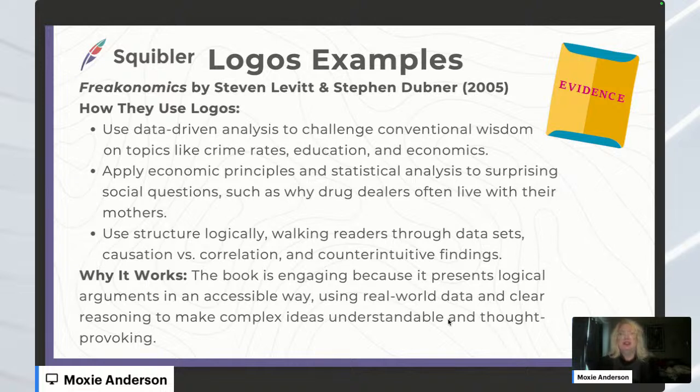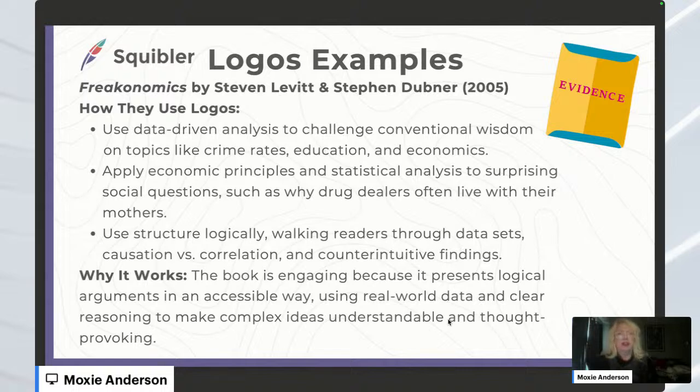Another example is Freakonomics. This is a very popular book on economics by Stephen Levitt and Stephen Dubner from 2005. They use data-driven examples to challenge conventional wisdom on topics like crime rates, education, and economics. They also apply economic principles and statistical analysis to surprising social questions, such as why drug dealers often live with their mothers. They also use structure logically, walking readers through data sets, causation and correlation, and counterintuitive findings.